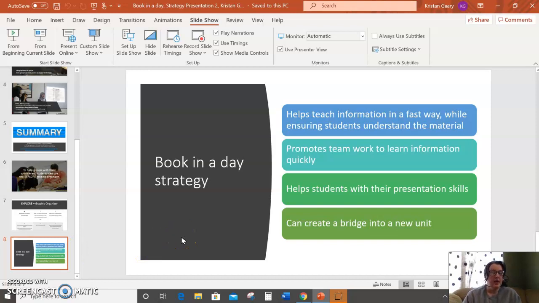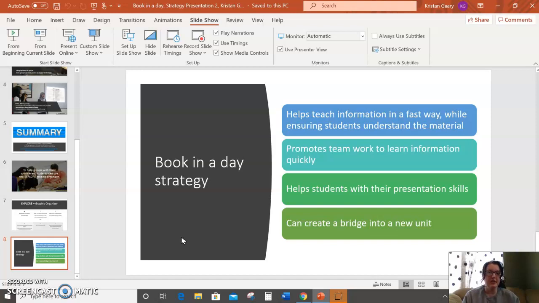So in summary, the book in a day strategy, really great, especially for some of your older, late middle school and all of high school learners. A great strategy that helps teach information in a fast way while ensuring students understand the material. And again, those groups are going to be doing those check for understanding questions to make sure that students are understanding the material. It promotes teamwork to learn information quickly, and it helps students with their presentation skills, their group skills, and it can bridge your class into a new unit really easily in just one day.